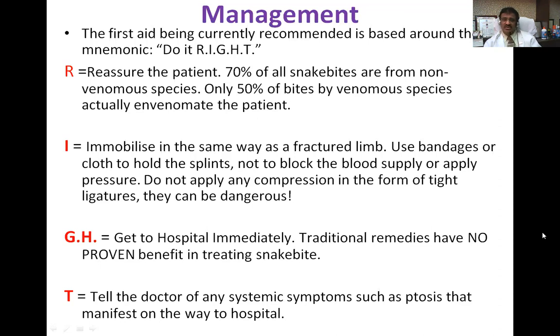GH means go to the hospital immediately, or call 108 and take the patient to the hospital as early as possible, because traditional remedies will not work at all. We have to take the patient to the hospital, and there you have to tell the doctor. T is to tell the doctor of any specific symptoms such as ptosis, vomiting, or any paralysis. That is what is called "do eat right," RIGST. So remember these words.